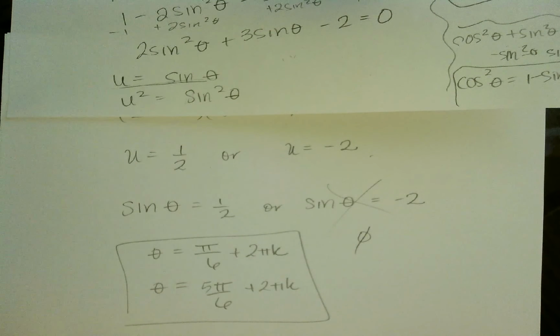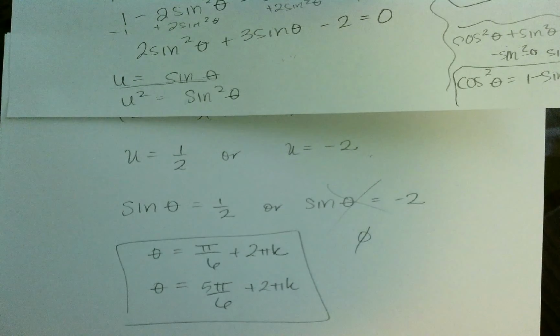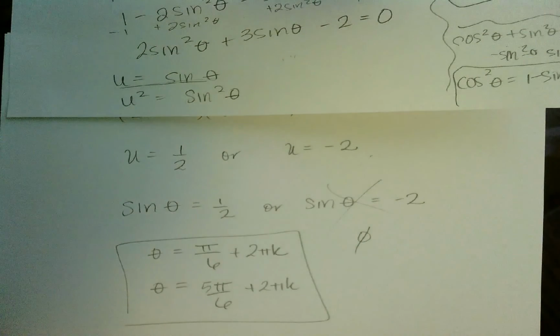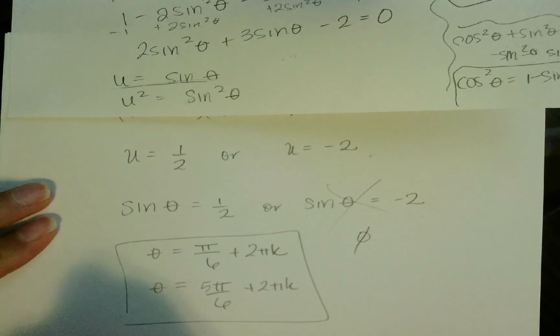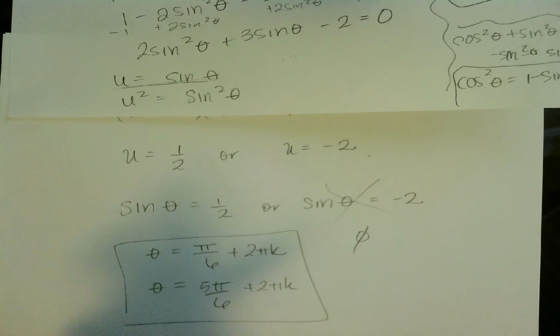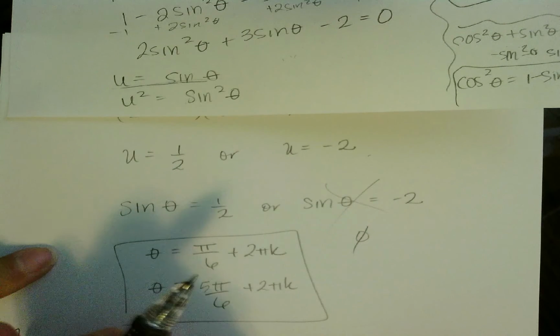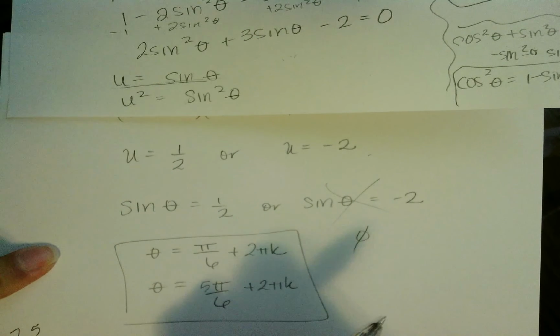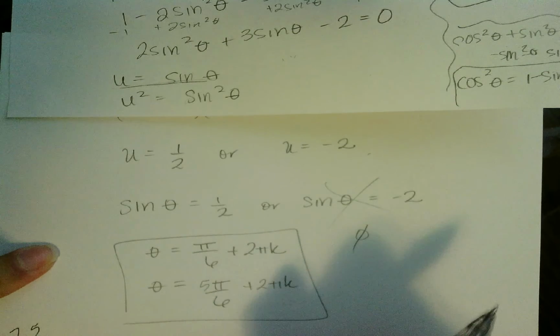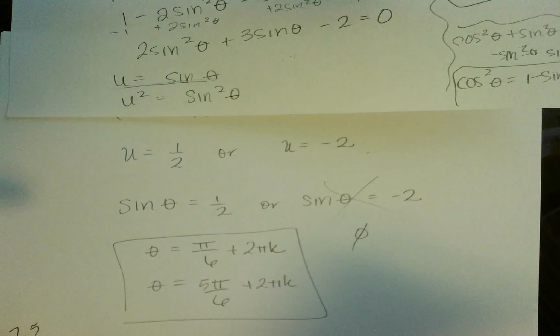What other problems you guys got? What you got, Colin? It's number 33 from 7.4. What's the problem? Because I don't have my books. Cosine squared theta minus 1 equals 0. Oh, this is a good one.